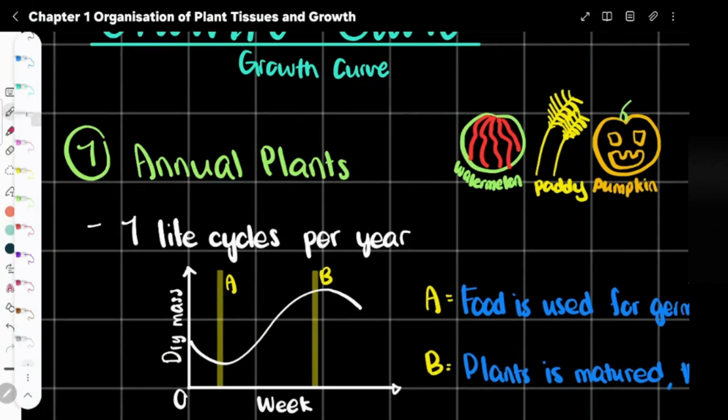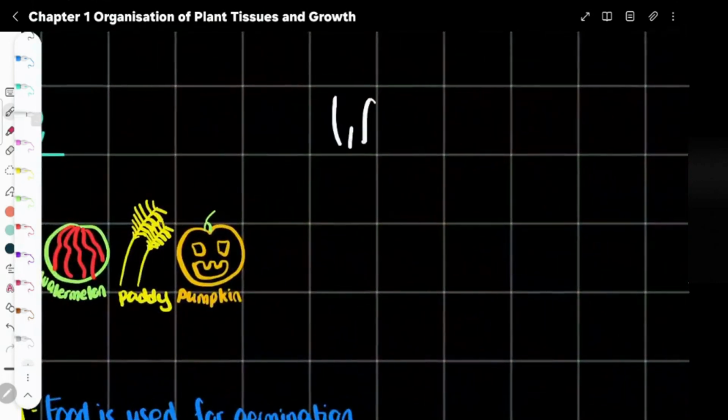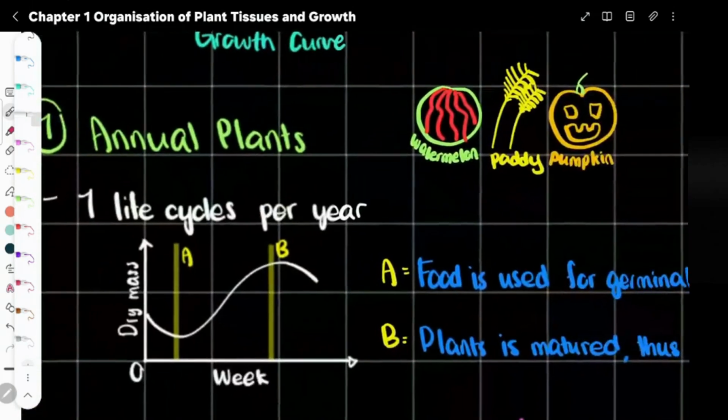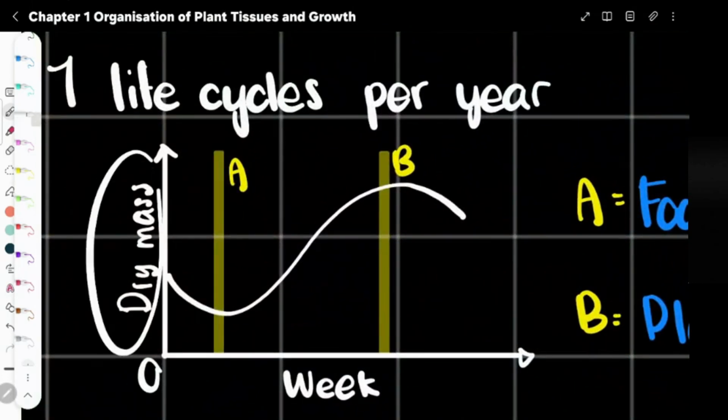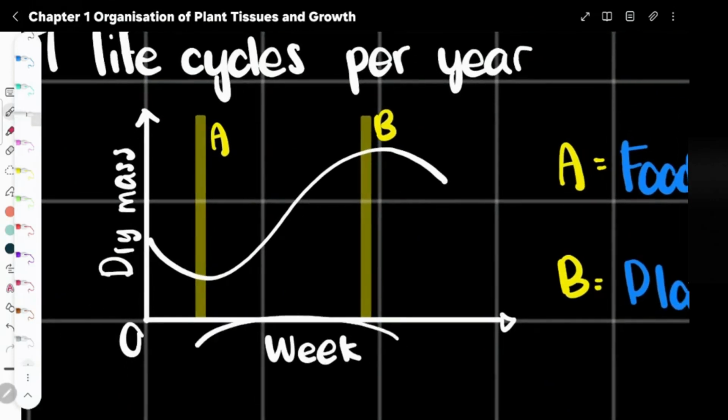One life cycle. What is the meaning of life cycle again? Life cycle means after it goes, and then it will come back. It will go lah, it will die. So it only has one life cycle. Okay? That's the meaning lah, right? And then if you look at this graph, this is the dry mass. Dry mass means the mass of the plants without water. Basically, they calculate the mass of the plants without water, right? Later you will understand why we are not calculating the water. And then this is the week.